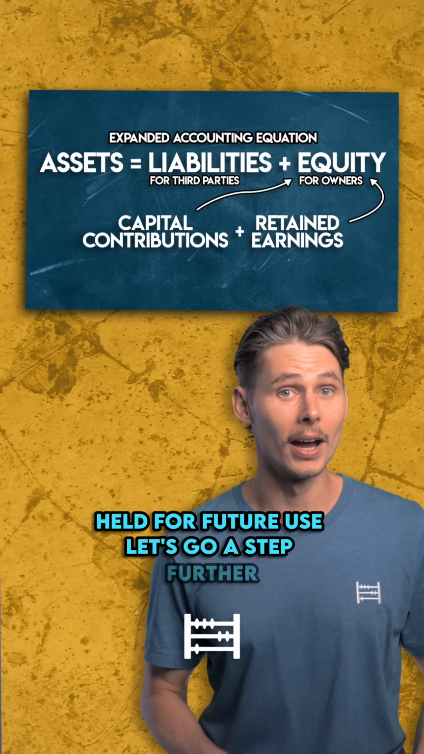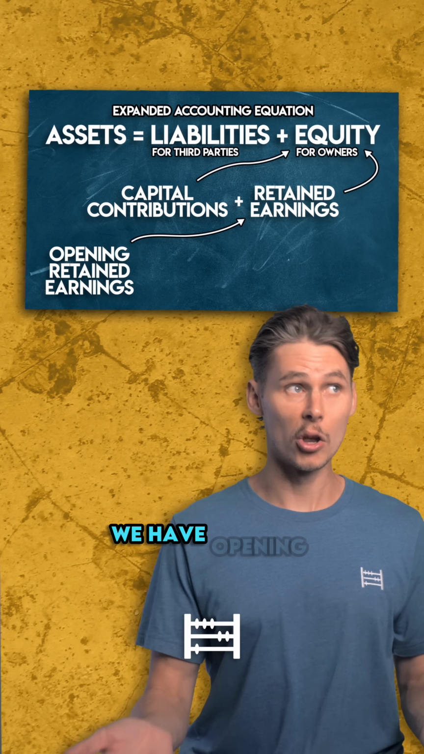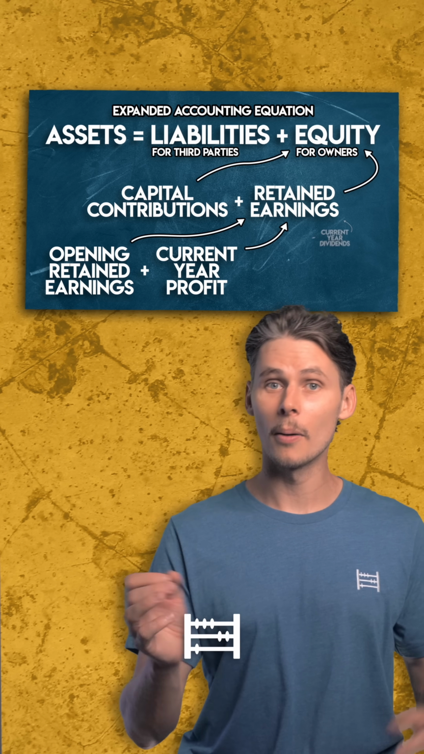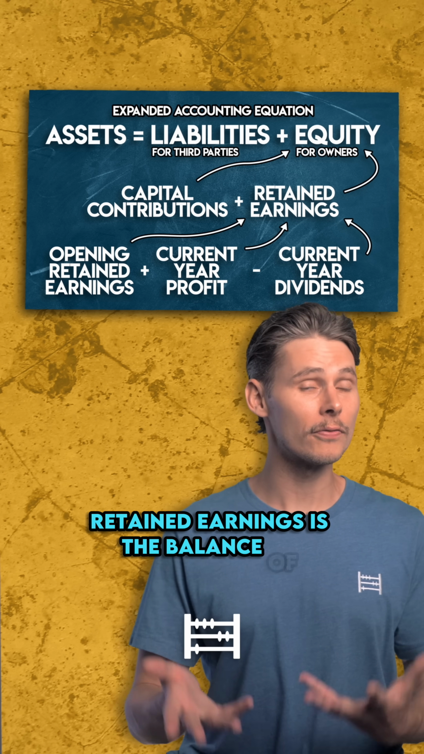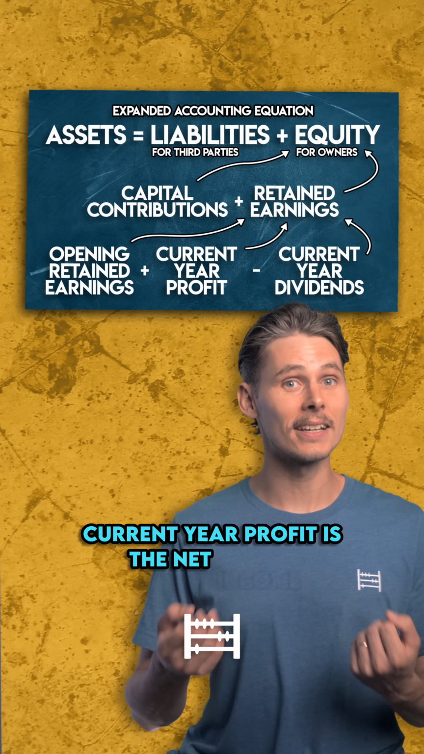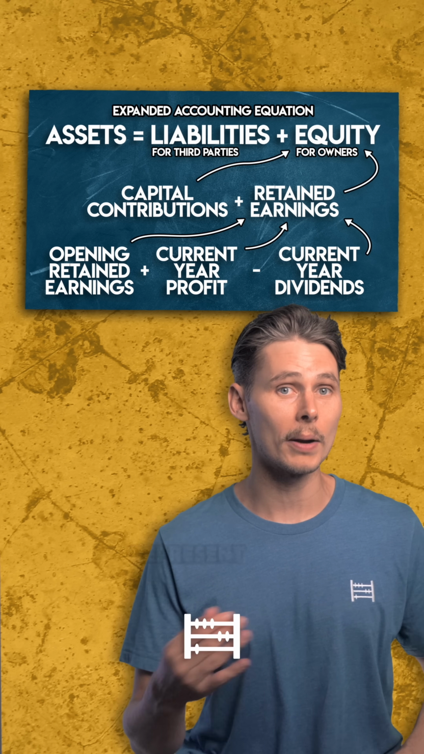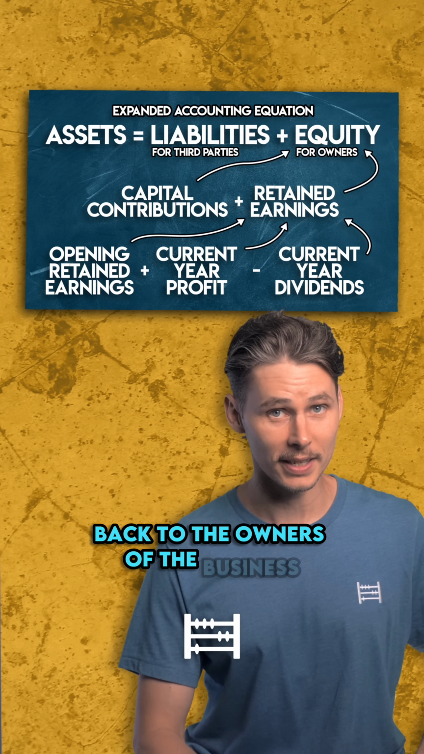Let's go a step further and see what feeds into retained earnings. We have opening retained earnings plus the current year profit or loss minus current year dividends. Opening retained earnings is the balance of retained earnings at the start of the year. Current year profit is the net income generated by the business to date, and current year dividends represent the distribution of profit back to the owners of the business.